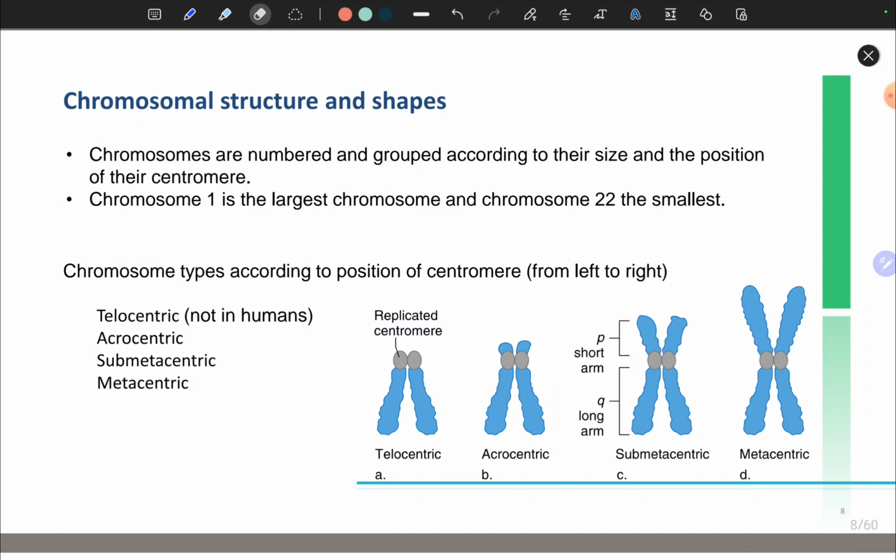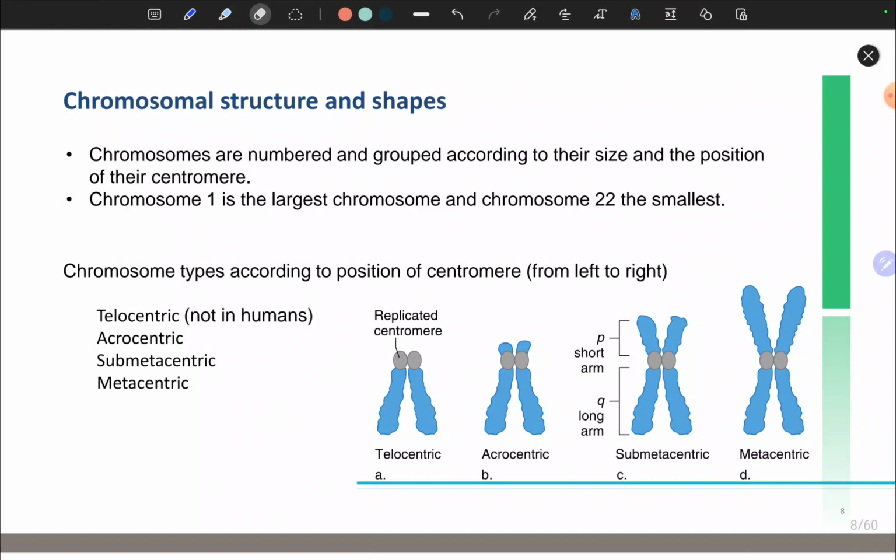So chromosomes are numbered, we'll repeat that, and grouped according to the size and the position of their centromere. Chromosome 1 is the largest chromosome, and chromosome 22 is the smallest. So number 1 is the largest, and number 22 is the smallest. And usually in the picture of the chromosomes, the largest one and the first one is at the upper left. Here is how we usually rank them.